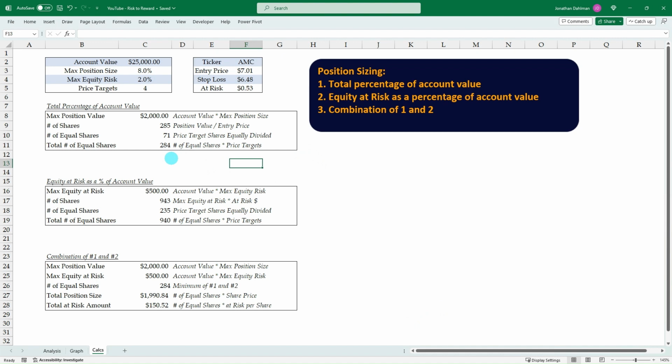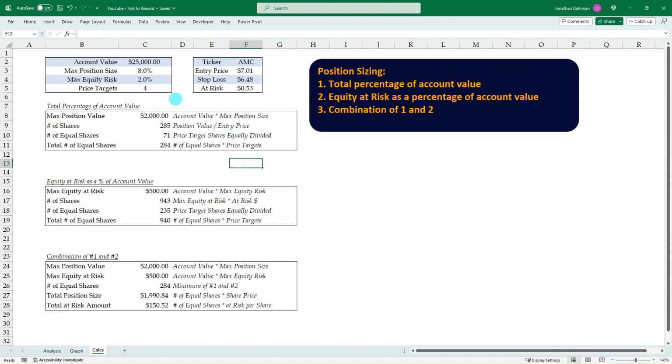Swing trading video for you today, looking at position sizing and how to do it. I'll walk through the math of three different methods and why the final method is really the best way to approach your position sizing, especially if you're looking at multiple price targets.